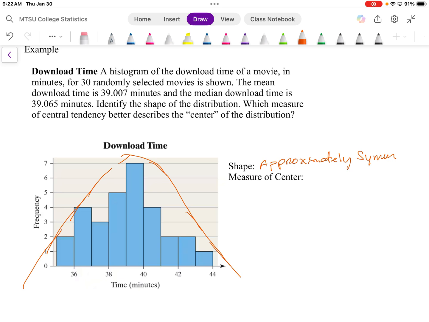Which measure of central tendency better describes the center of the distribution? The mean. It's not wrong to say the median, but the median has to be used when it's skewed. So whenever it's approximately symmetrical, or approximately normal as we'll say in our lessons tomorrow, then we use the mean. If it's skewed, it's got to be the median. The mean is okay when it's symmetric.